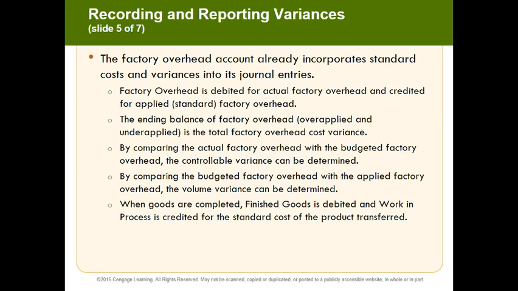Here we have the recording and reporting of variances in the accounting records for factory overhead. So your factory overhead account already incorporates those standard costs and variances into its journal entries. Your factory overhead will be debited for all the actual factory overhead and credited for the applied or standard factory overhead. The ending balance is the total factory overhead cost variance, whether it was over applied or under applied. You'll compare the actual factory overhead with the budgeted factory overhead to determine the controllable variance. By comparing the budgeted factory overhead and the applied factory overhead, you will also determine whether there is a volume variance and what that is. When goods are completed, your finished goods is debited and your work in process is credited using the standard costs for the product that is transferred.